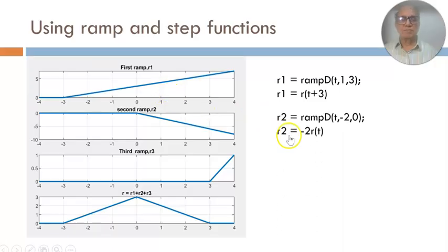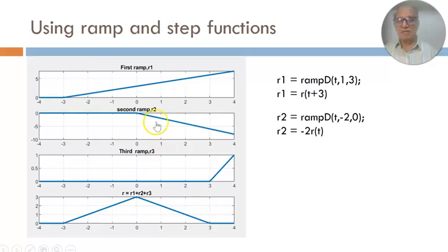So what you do now, you provide R2 equal to ramp D, T is our time array, -2. So slope is now negative, and it's double the slope of R1. This is what we wanted. And delay is 0, because at this point we want this to be introduced. So you can see this is 0, and this is now this one. So that is your R2.